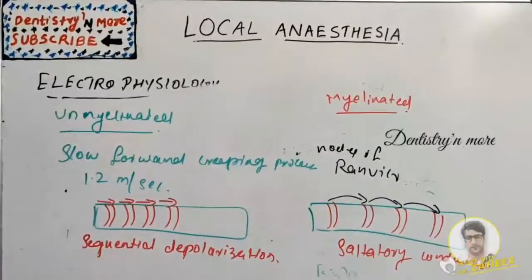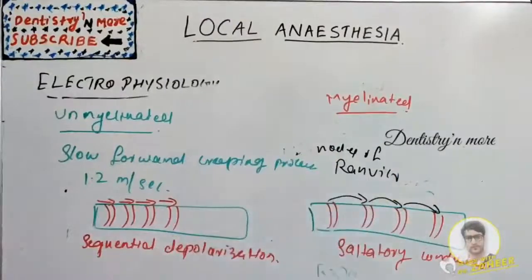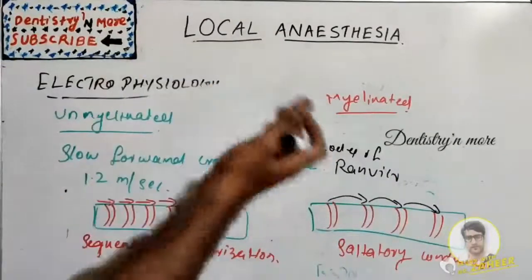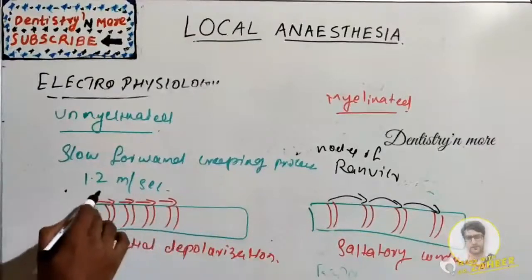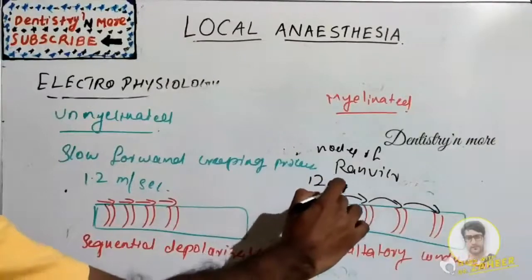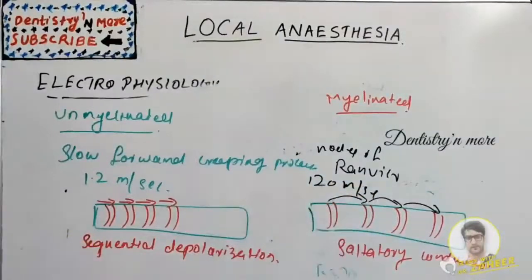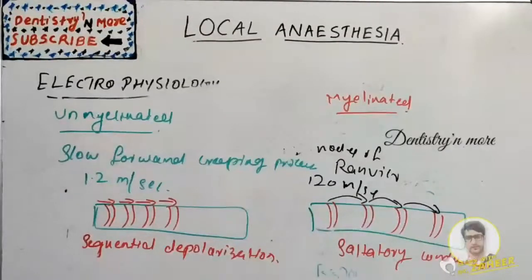So that the process will not be stopped if there is a blockage at one node, it will skip that particular node and jump to the next one. So the conduction here was just 1.2 meters per second, but here it is almost 120 meters per second, almost 100 times faster in myelinated nerve fibers.